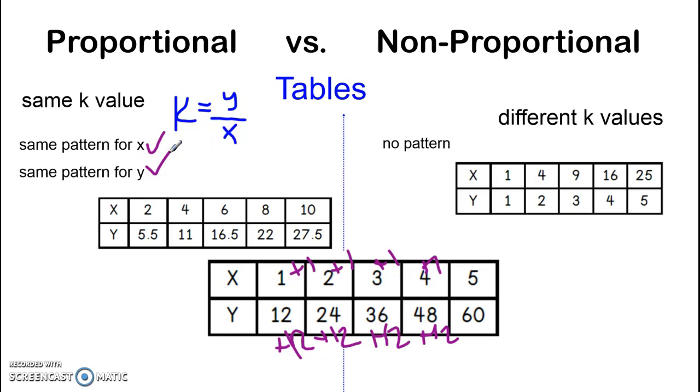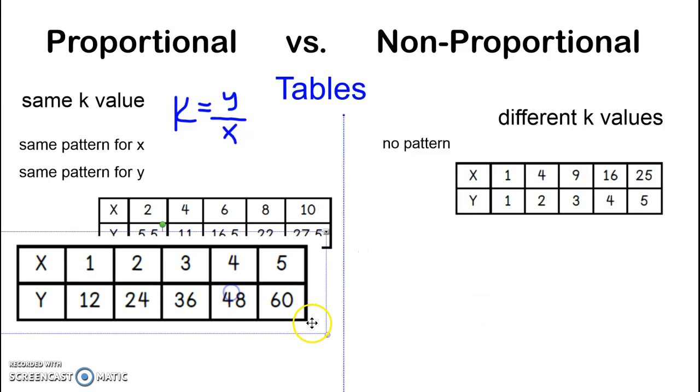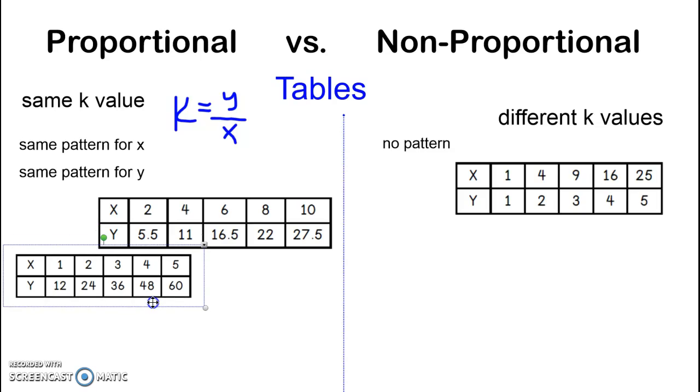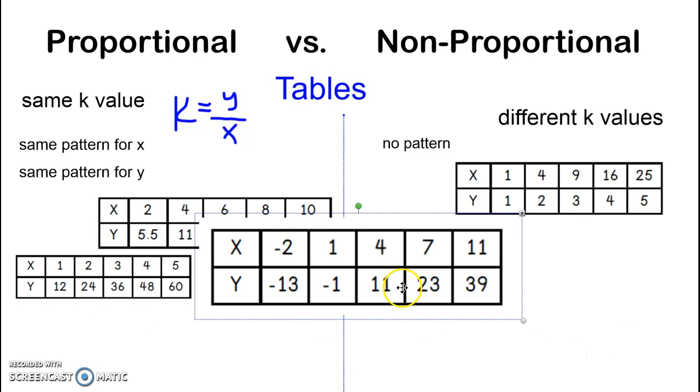Now the 1 and the 12 don't have to be the same number, but you have to have the same pattern all the way through the x's and then the same pattern all the way through the y's. So this one does fit. It is proportional. So it comes over here. Make it a little bit smaller. We've got a couple more to look at.